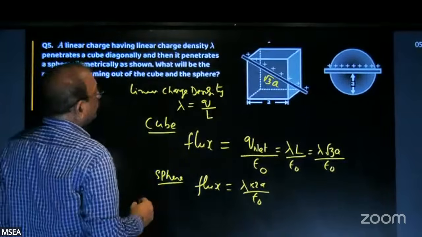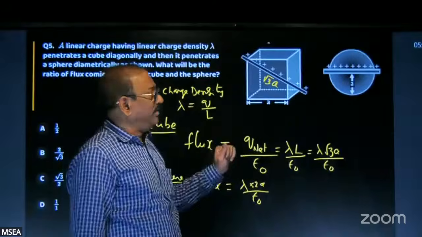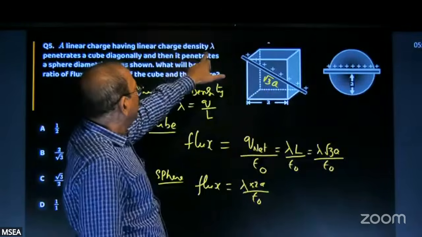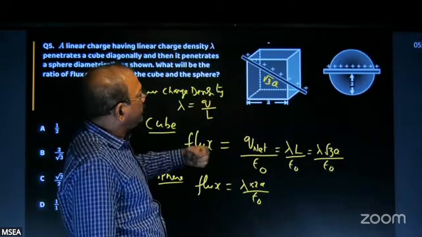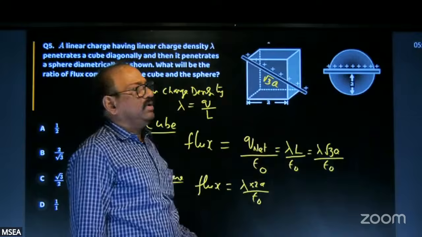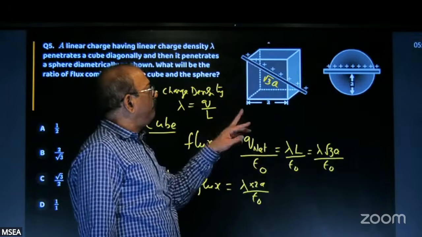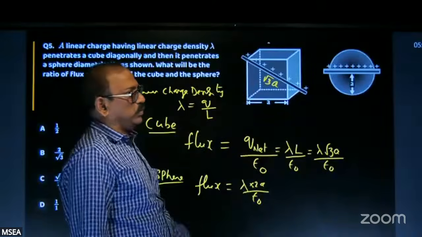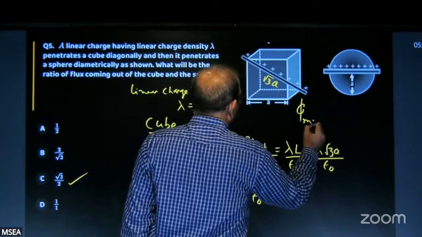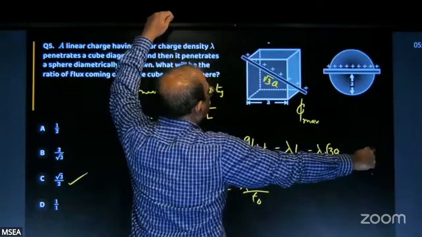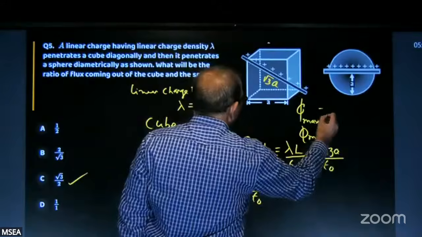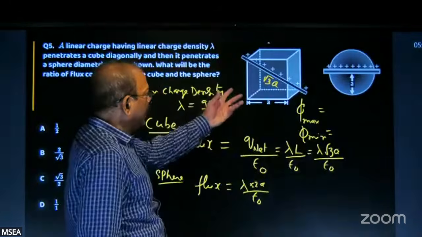Now in this cube, another type of question they can ask here. A long charged wire of linear charge density lambda is arranged through a cube. What is the ratio of minimum and maximum flux that can pass through the cube? They can ask. Flux will be maximum when the maximum length of the wire is inside the cube, and flux will be minimum when the minimum length of the wire is inside the cube.